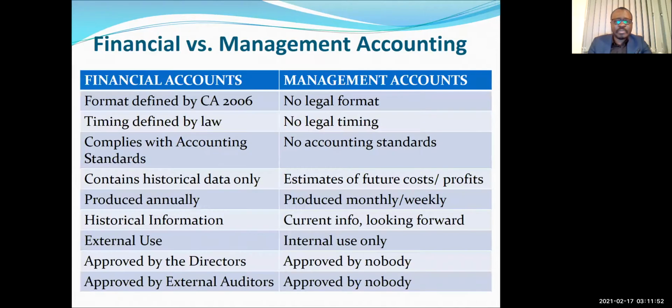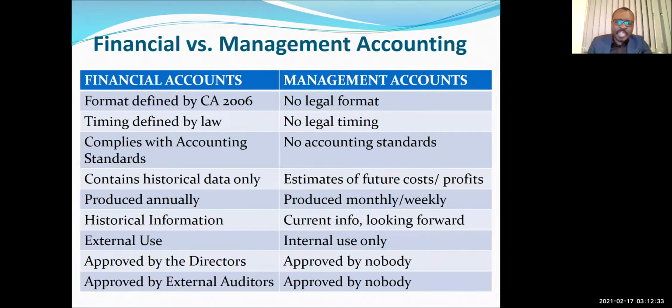Let's try to compare some of the differences. Okay, let's try to see the differences between financial and management accounting. So financial accounting is defined by the Act, okay, by the Act. Management accounting, there's no legal format. Timing is defined in terms of financial accounting. Prepare it at the end of the year, file your accounts 3 months after your year end. There's no legal timing for management accounting. Financial accounting must comply with the IAS, IFRS. There are no accounting standards for management accounting. Financial accounting is all about historical data, past information. Management accounting is forward-looking, future.